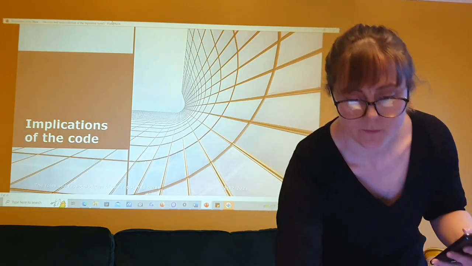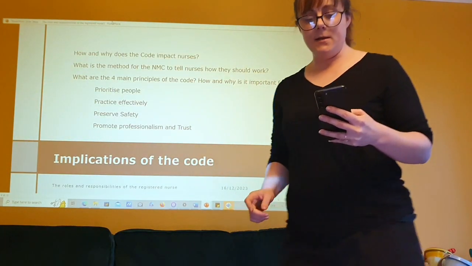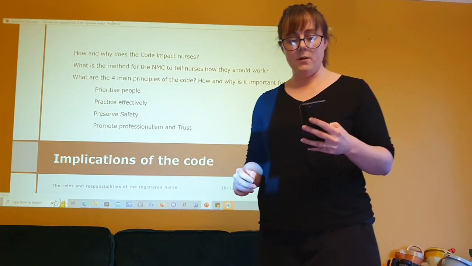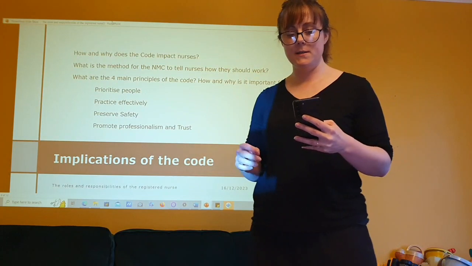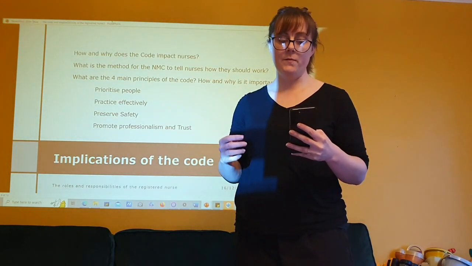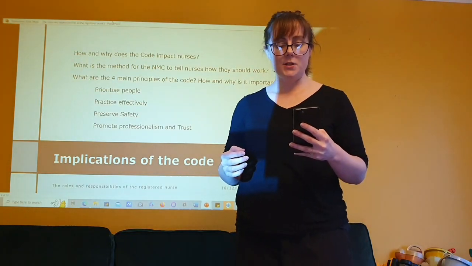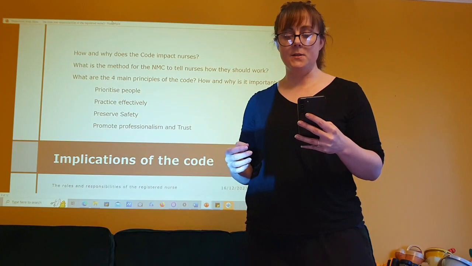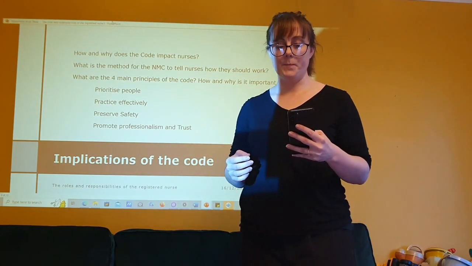Implications of the code. The code sets common standards for conduct and behaviour for those on our register. It provides clear, consistent and positive messages to patients, service users and colleagues about what they can expect of those who provide nursing and midwifery care. The NMC can take action if those on the register fail to meet the standards of the code. In serious cases, that can mean removing them from the register.